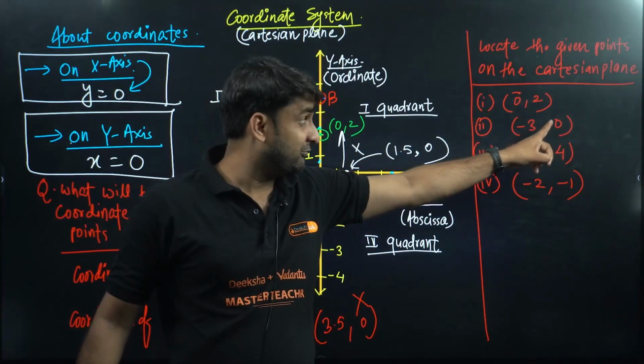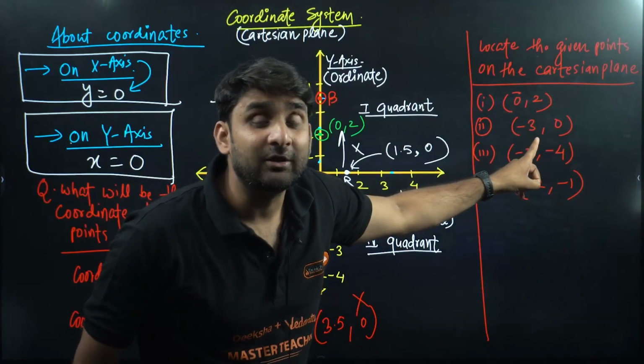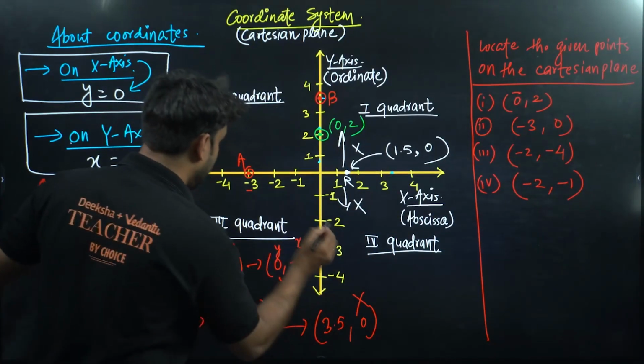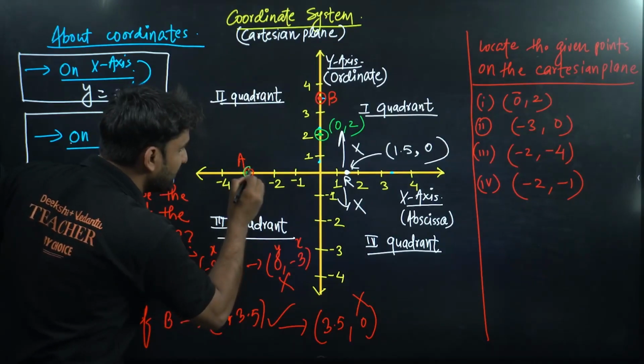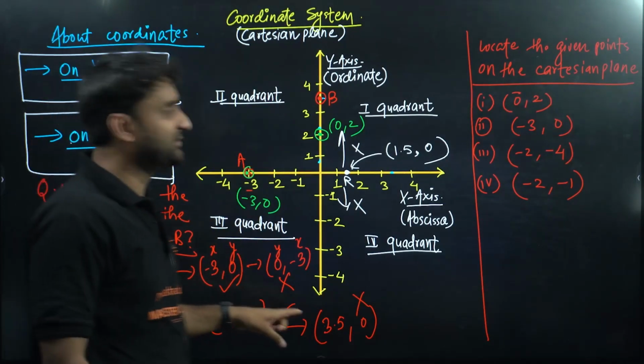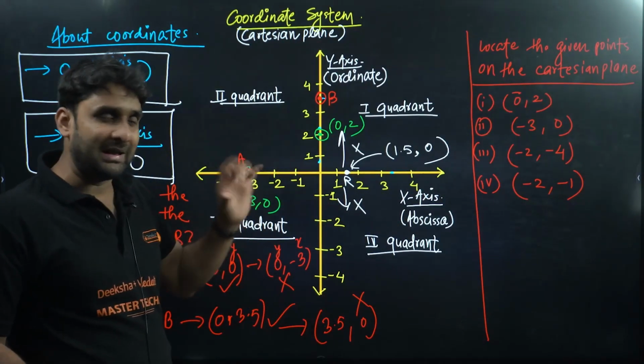Second is (-3, 0). Again, y is 0, and if the y coordinate is 0, the point will entirely lie on the x-axis. So (-3, 0) will be here. This will be (-3, 0). X is -3 but y is 0. So the coordinate will lie on the x-axis.